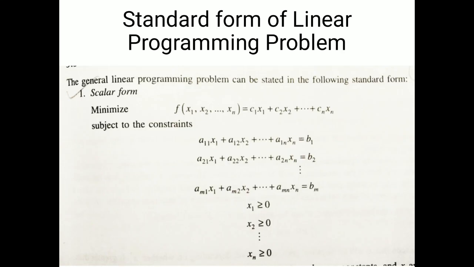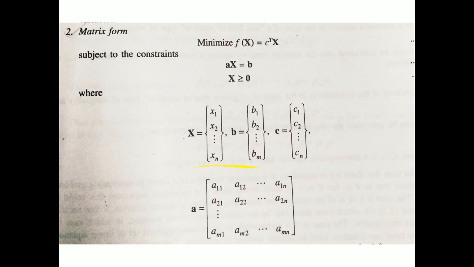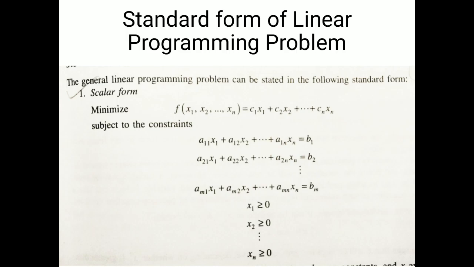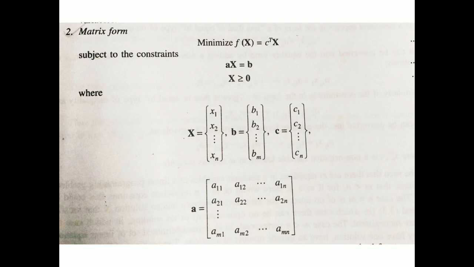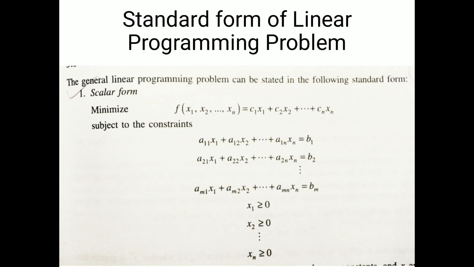Now moving ahead to the standard form of a linear programming problem. The general linear programming problem can be stated in the following standard form. It can be stated either in the scalar form or in the matrix form, whichever form you choose. Both the forms that I have shown here are standard forms.